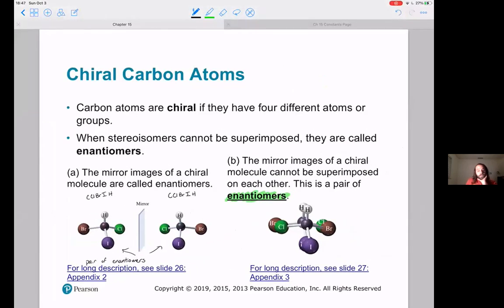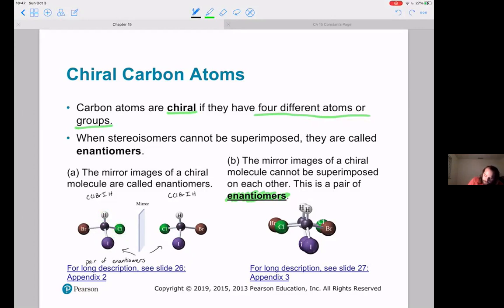Enantiomers. An enantiomer is a pair of molecules that are mirror images of one another, but they cannot be superimposed on one another. And it's pretty easy to tell whether a molecule is going to be chiral or not. A chiral molecule will have 4 different atoms or groups bound to a single carbon, right? So the bromine is different from the chlorine, is different from the iodine, is different from the hydrogen. That's how I can spot that this is a chiral molecule.